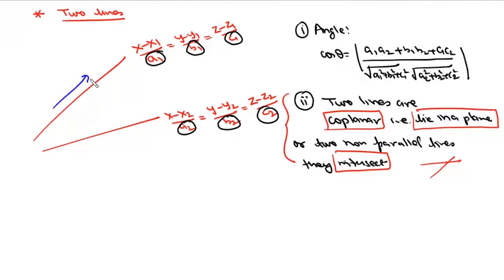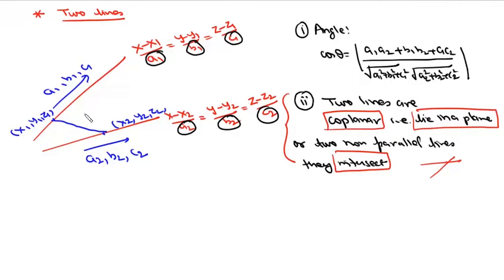Now we have one vector which is direction of this line, a1 b1 c1. We have another vector which is direction ratio of the second line, a2 b2 and c2. Now two vectors are always coplanar, so there has to be a third vector with which we can check coplanarity of these two lines, and this third vector we can always define using points on these lines. So this first point is x1 y1 z1, and this second point is x2 y2 z2. Now we can define this vector as direction ratios between a and b. So it will be x2 minus x1, y2 minus y1, and z2 minus z1.